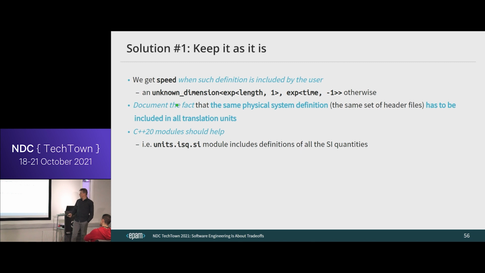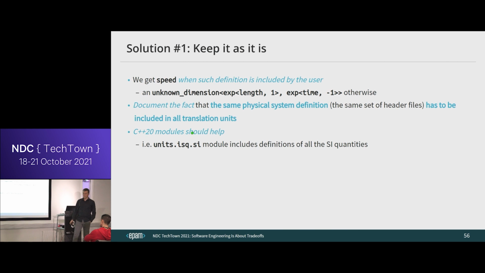But we'll have to document the fact that basically the same physical system definition will have to be provided in all translation units. Because otherwise, if you have 2 headers in one translation unit, and in another one 3 headers, you may have different results and break the one definition rule. So you have to have the same set of systems provided in every unit. So maybe some header setting my systems, and include the same header in every translation unit, right?